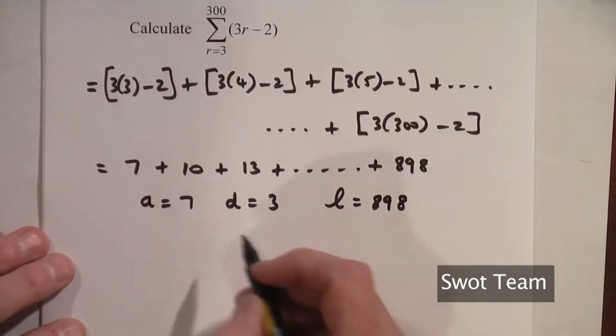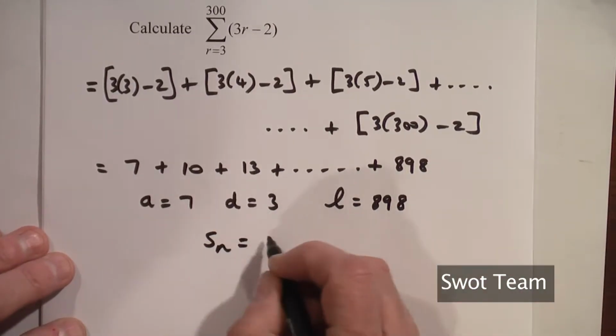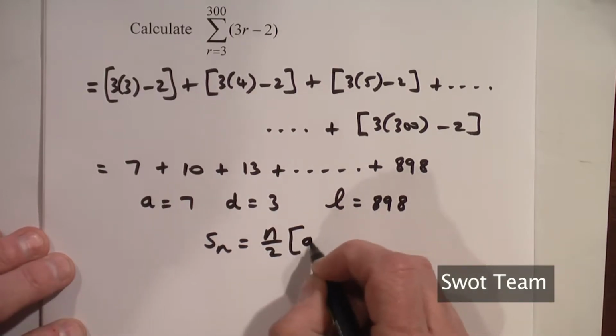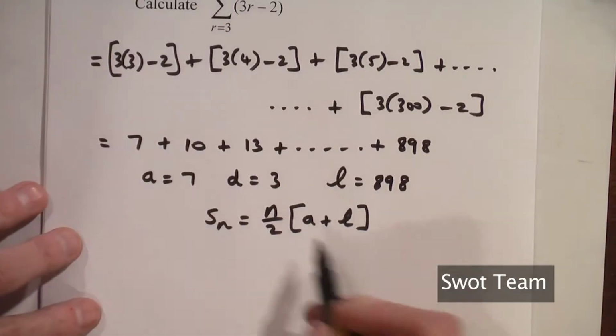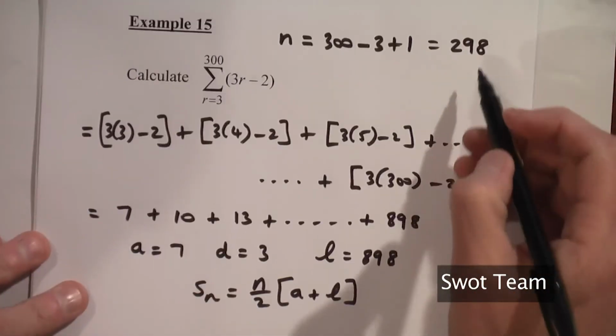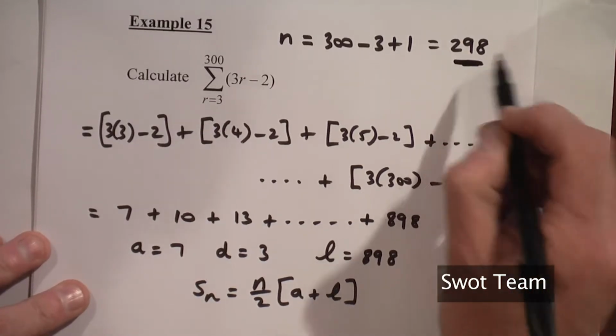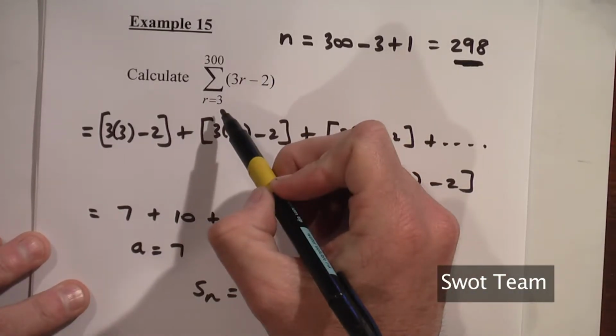So what do we know? We know that Sn is n over 2 (a plus the last term), or in fact, n over 2 (2a plus (n minus 1)d). Great. So how many terms are there? Careful now. Not 300, 298, because that didn't start at 1.